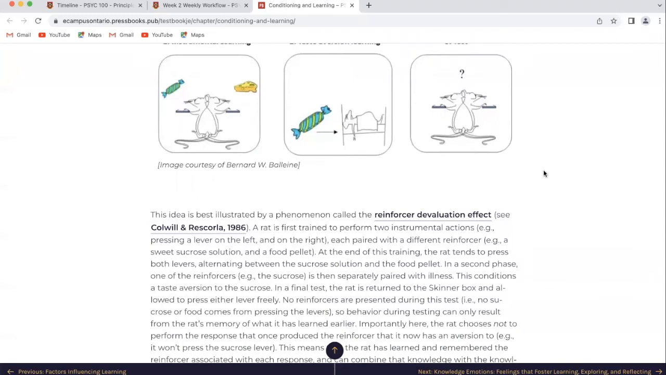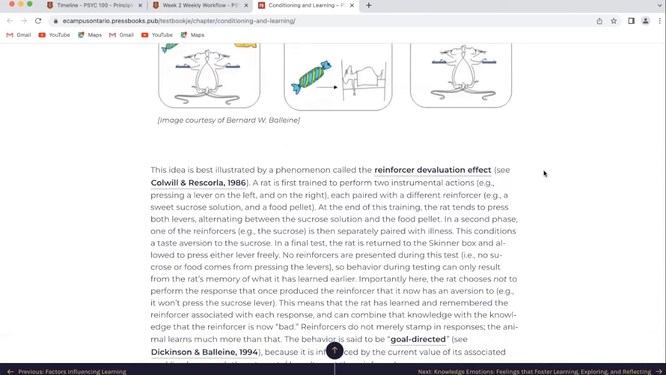In a final test, the rat is returned to the Skinner box and allowed to press either lever freely. No reinforcers are presented during this test, i.e., no sucrose or food comes from pressing the levers. So behavior during testing can only result from the rat's memory of what it has learned earlier. Importantly, here the rat chooses not to perform the response that once produced the reinforcer that it now has an aversion to. For example, it won't press the sucrose lever.